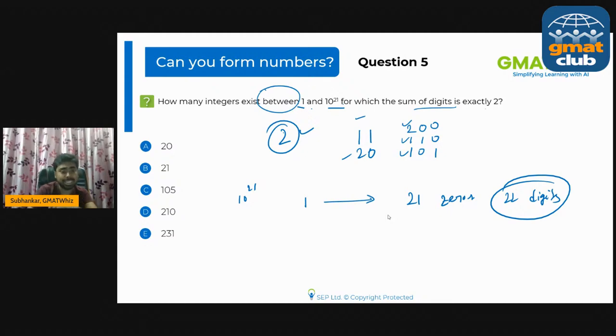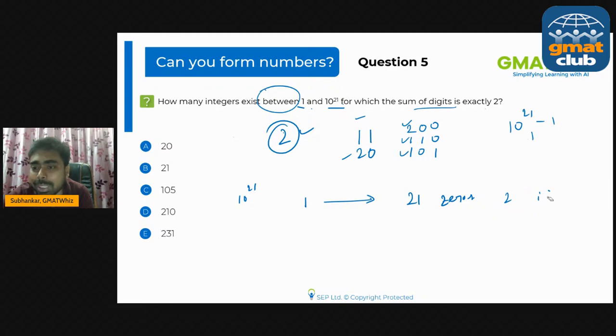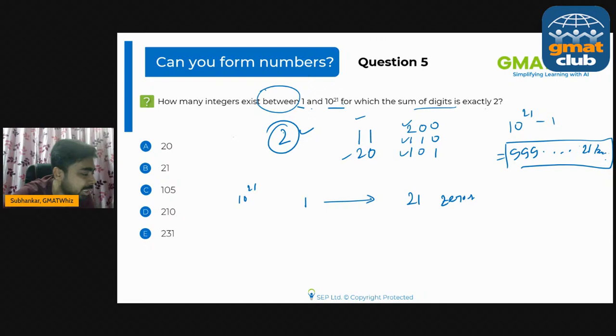Here there is an important thing that you should understand. I can write all the numbers from 1 to 10 to the power 21 minus 1, which is basically a number. I hope you will get my point. This number is basically nothing but 9 written 21 times. Although it is not very significant, it gives you an idea of the meaning: 10 to the power 21 minus 1 is basically 999 written 21 times.